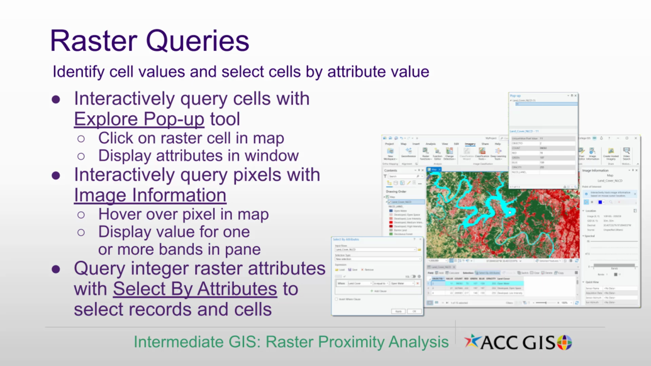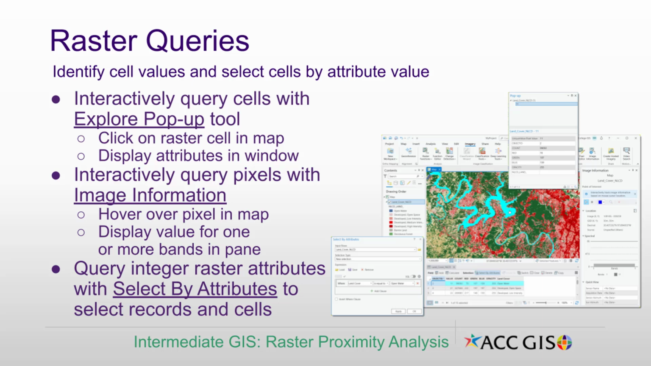In the example on the right, I've clicked on an open water cell in Lake Travis, and you can see in the pop-up window, it gives me the count of total cells that are open water, along with the values, including the red, green, and blue values, and the class name, which is open water. We can also interactively query pixels with image information. On the image ribbon is the image information tool that you can utilize to hover over a pixel, and rather than clicking, you can just hover, and again, it'll give you the value of that particular cell.